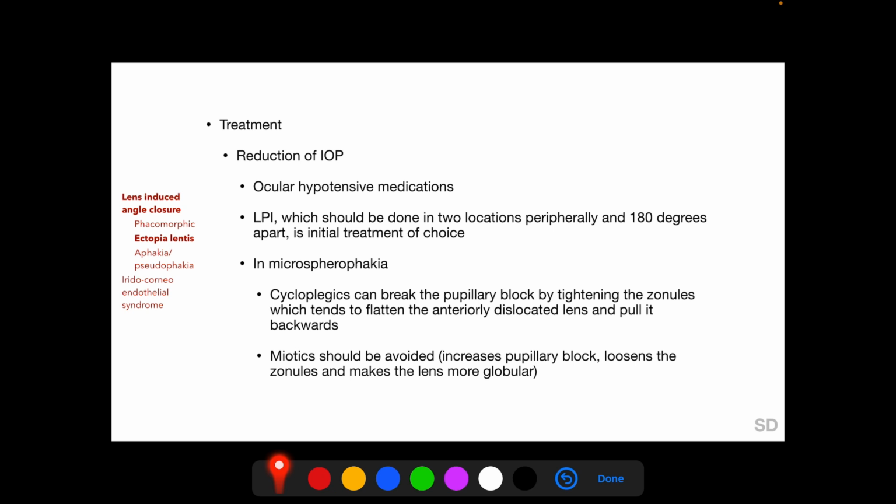And in pupillary block due to microspherophakia, cycloplegics can break the pupillary block by relaxing the ciliary muscle ring, which tightens the zonular apparatus, thus tending to flatten and pull backwards the anteriorly dislocated crystalline lens. And as with phacomorphic glaucoma, myotics should be avoided because they may increase the pupillary block by constricting the pupil and make the crystalline lens more globular by contraction of the ciliary muscle ring, thus loosening the zonules.